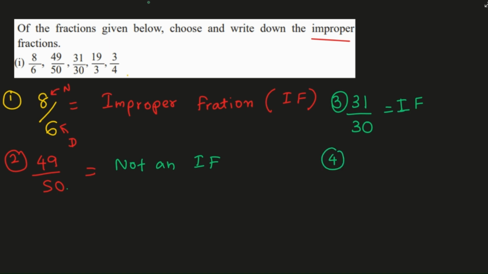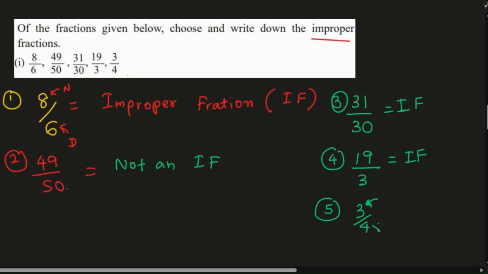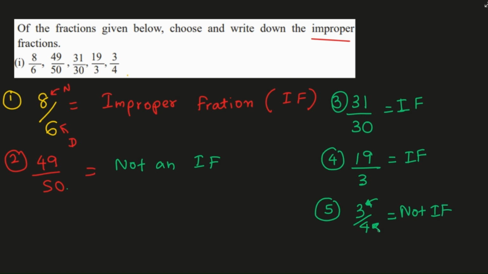What about the fourth one? 19 upon 3. So the answer is clear. The numerator is greater than the denominator. So this is an improper fraction. And let's go to the final one. Let me write it here. 3 upon 4. The numerator here, 3, is smaller than the denominator, 4. So this is not an improper fraction.